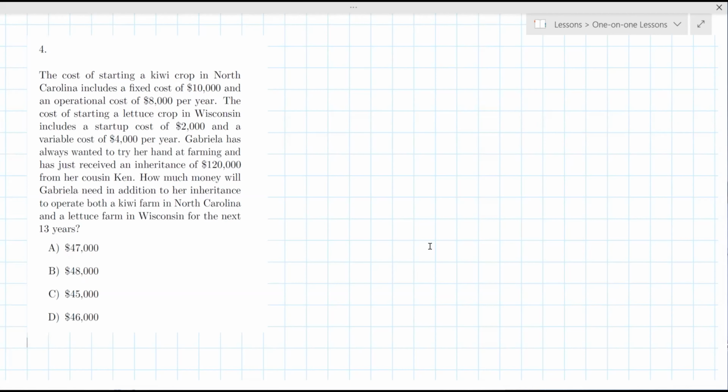What's clear to you about the question here? What could you summarize from that question? What is it directing you to do? It's directing you to find the difference from her inheritance to what she needs. Right. So she does not have enough there. But we don't know it's some amount that she has. So we need to figure out the cost of each farm, the cost of the kiwi and the cost of the lettuce.